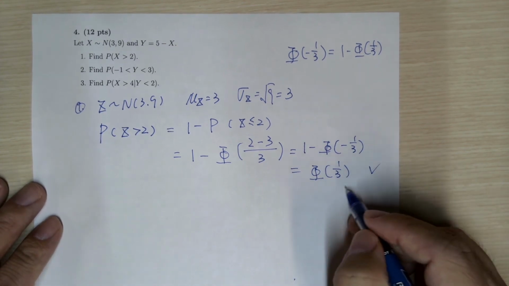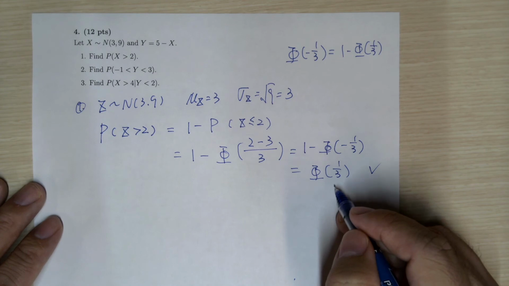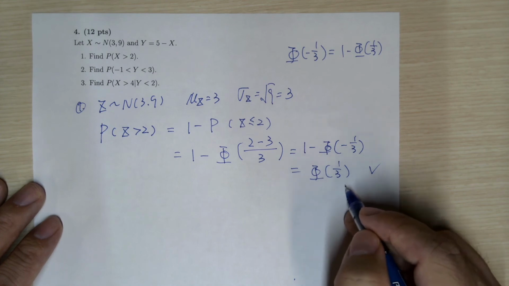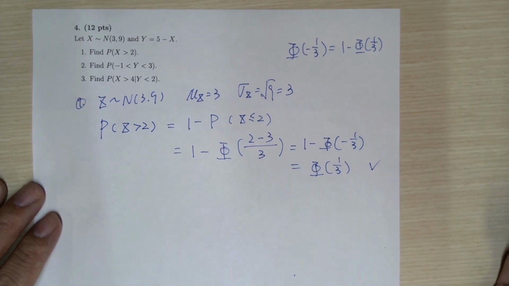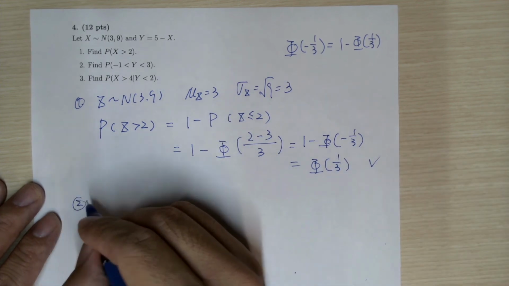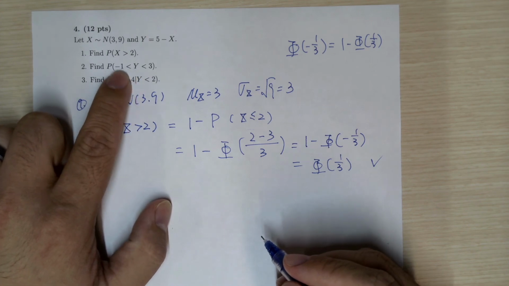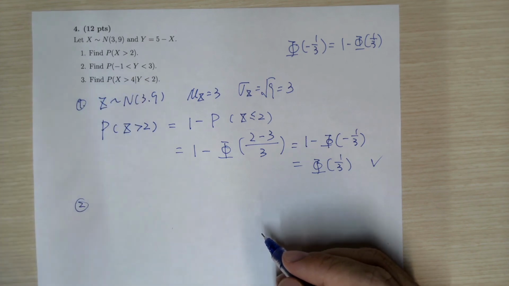And of course, we don't require you to figure out the real value of phi of 1/3. Okay, so as long as you derive this in terms of phi, then it's good. Part 2, what is the probability that Y is greater than negative 1 and less than 3?